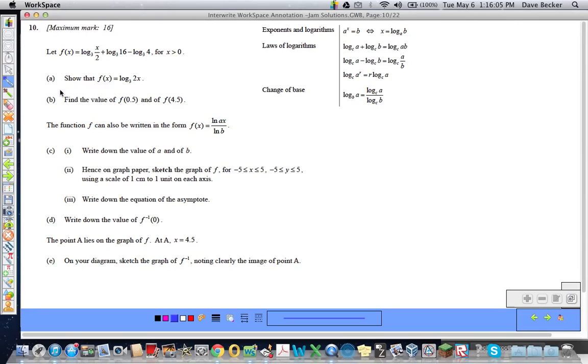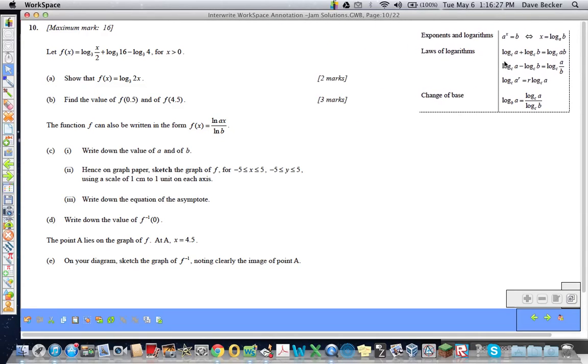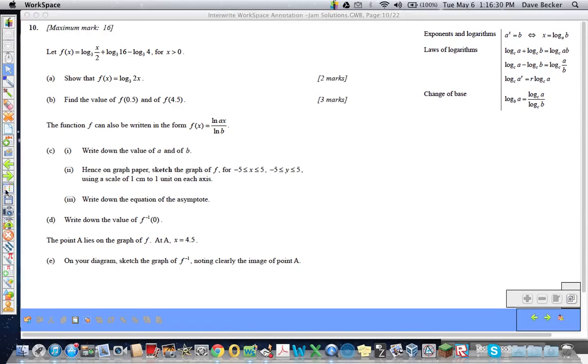This is the solution for IB exam jam number 6. All right, so let f of x equal log base 3 of x over 2 plus log base 3 of 16 minus log base 3 of 4 for x greater than 0. And we have to show for part A that f of x is equal to log base 3 of 2x. Here, let me cover that up so we have room to breathe.